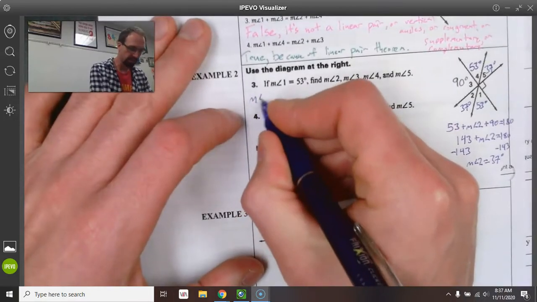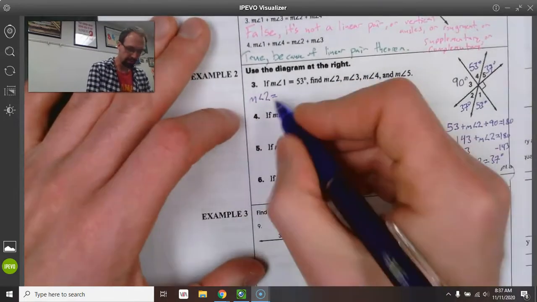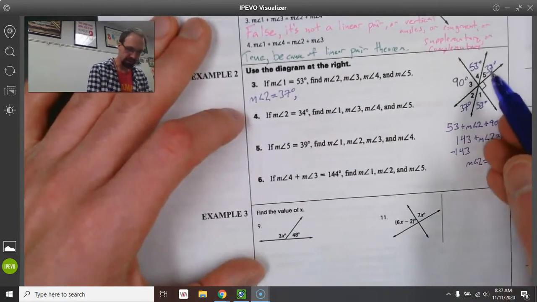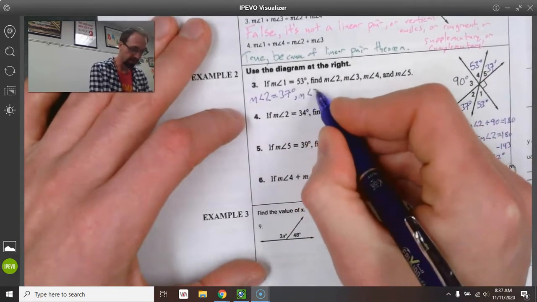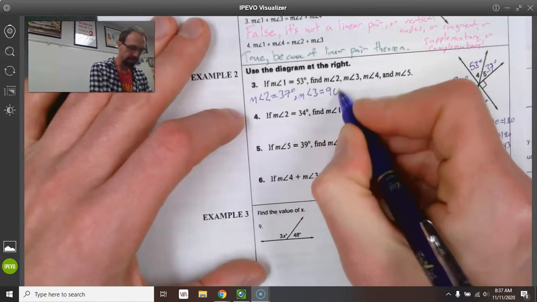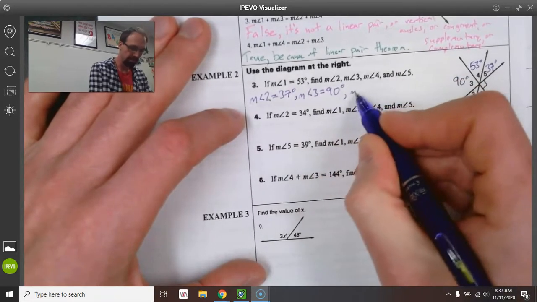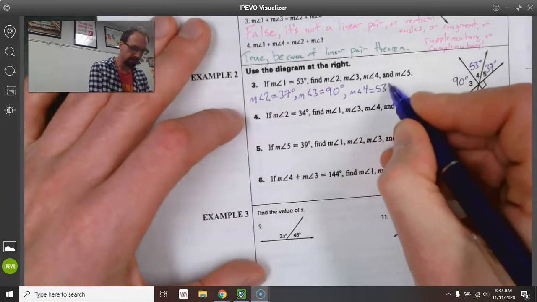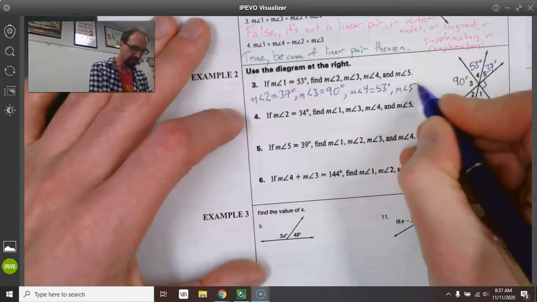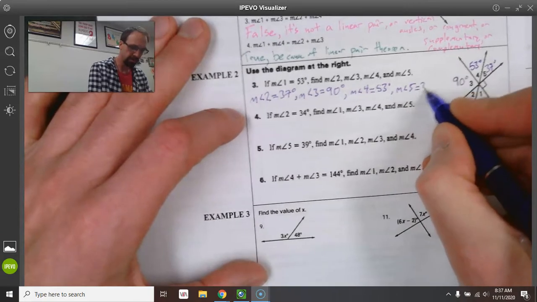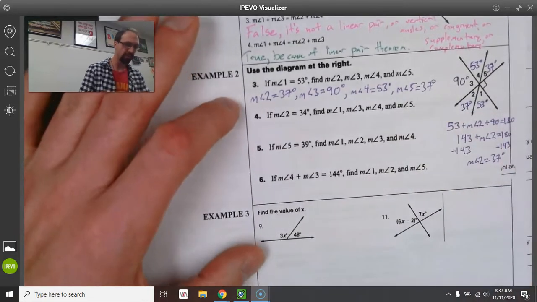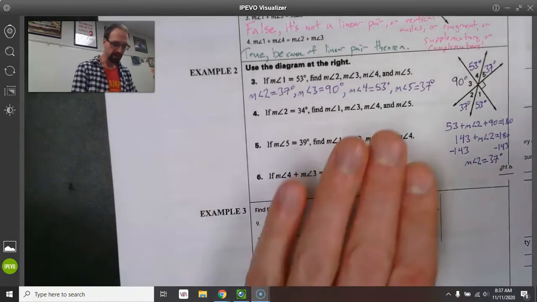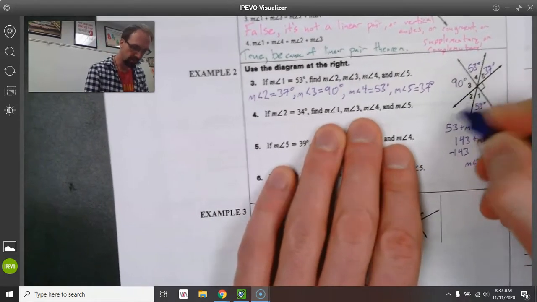So we have measure of angle 1. Measure of angle 2 is equal to 37 degrees. Measure of angle 3 is equal to 90 degrees for all of these. It's going to be that. Measure of angle 4 is equal to 53 degrees. Measure of angle 5 is equal to 37 degrees. Notice that I have my degree symbol on all of these as well. I do need to erase. Again, I'm using an erasable pen for the next one.